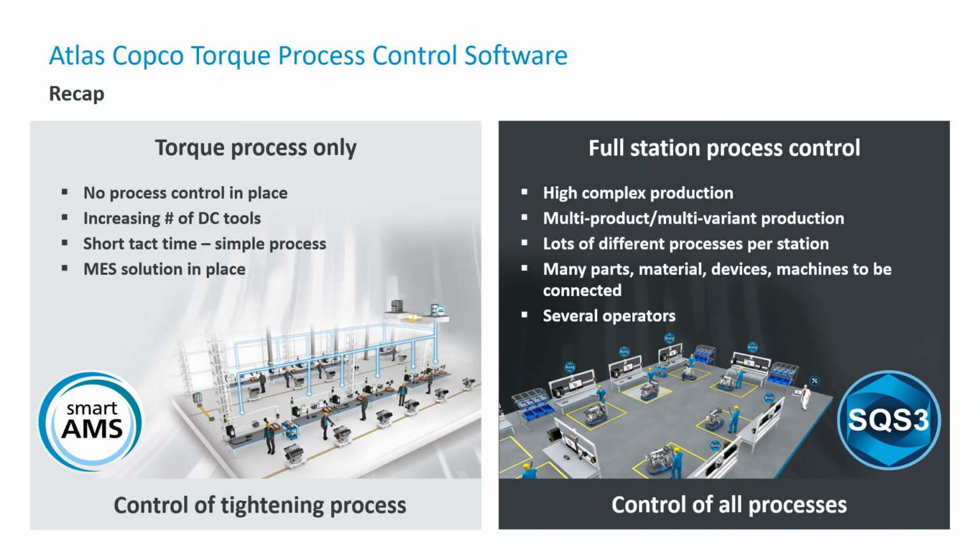It's also important to mention here that if you have a line such as a Smart AMS line, but you also need some SQS3 at certain stations if they're safety critical or they're just overly complex, our software works great together. So at that point, now you can drop in an SQS station on a Smart AMS line however you need. The data bridge from the MES to Smart AMS and the data bridge from the MES to SQS is the same. So we relay the same information.